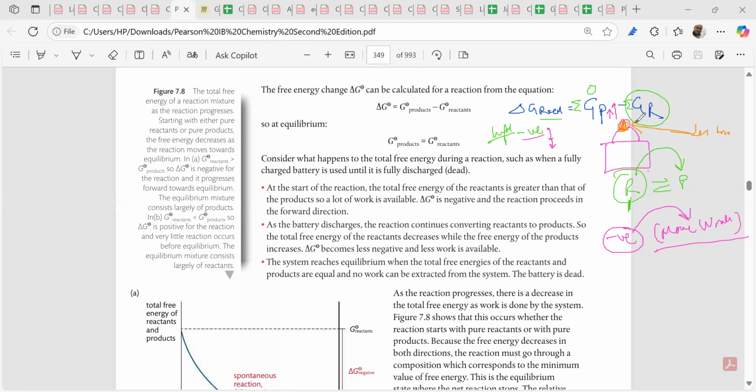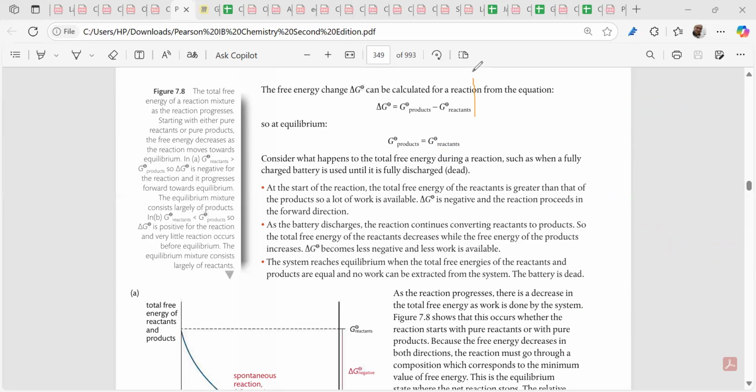Now, at a particular time, when the Gibbs energy of the product will be equal to the Gibbs energy of the reactant, the Gibbs energy of the reaction will be equal to zero. And the bulb will be switched off. Bulb won't glow. At this point of time, we can tell that the reversible reaction has come to equilibrium and no work can be extracted from the system. So when the Gibbs energy is equal to zero, no work can be extracted from the system and the reaction is at equilibrium.